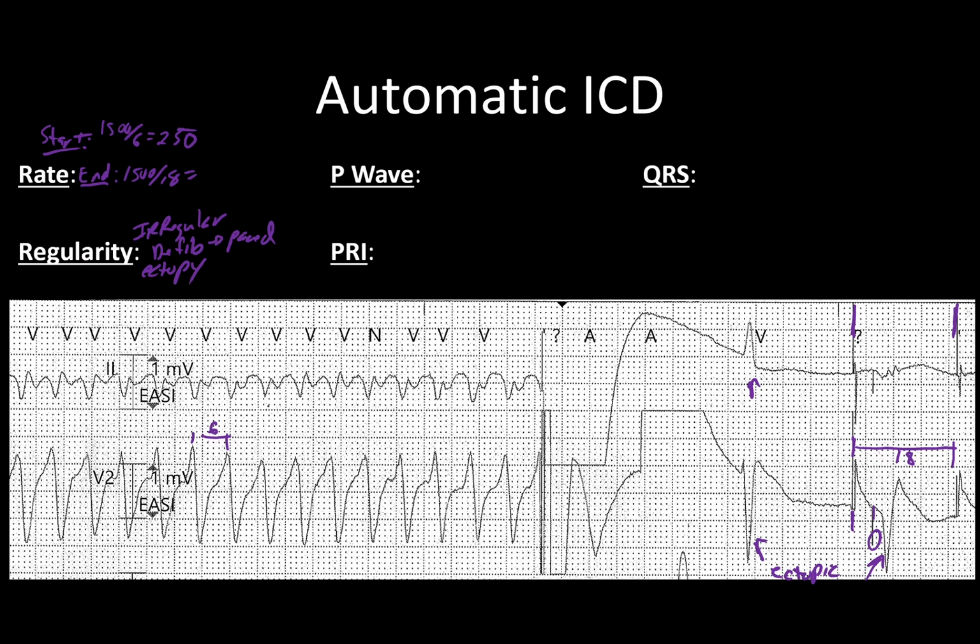Or I should say it has 18 small boxes, which comes out to a rate of about 83, which is perfectly normal. P waves, native wise, we don't have any. And paced, we don't have any either. There's just none to be seen. Without the P waves, we have no PRI. And so now we'll dig into the QRS.